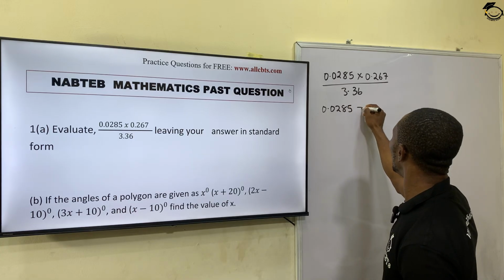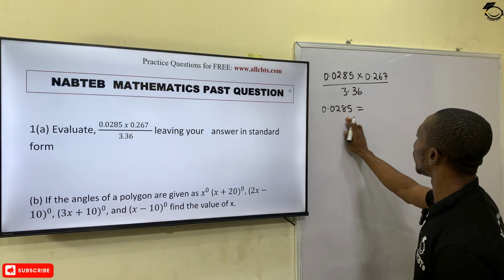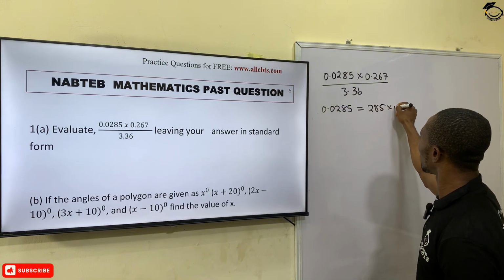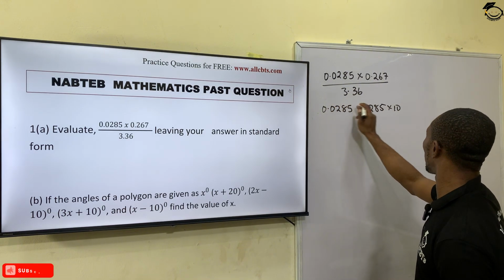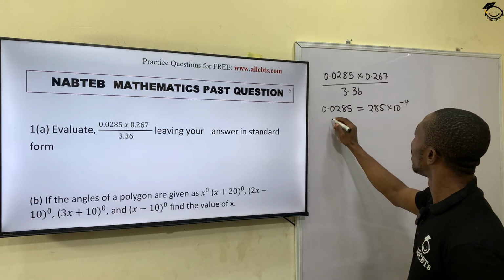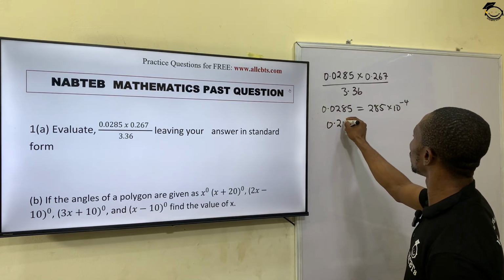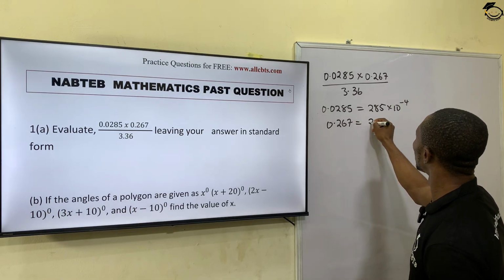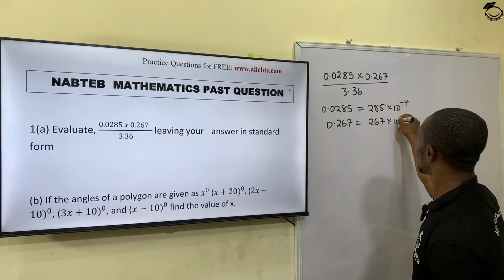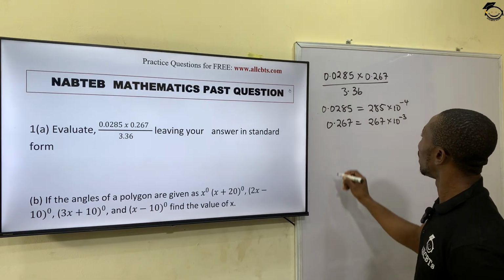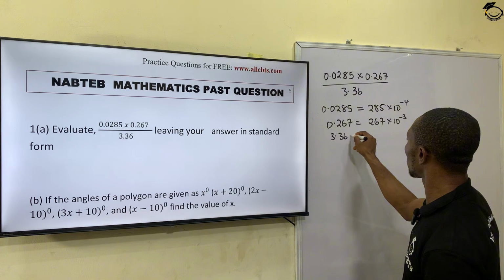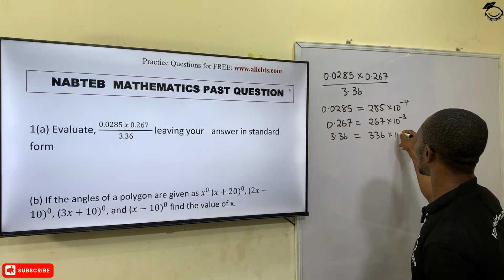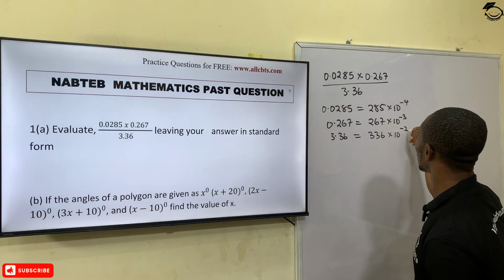0.0285, converting it to a whole number, we have it as 285 times 10 raised to the power minus 4. And for 0.267, we have it as 267 times 10 raised to the power minus 3. And 3.36, we would have it as 336 times 10 raised to the power minus 2.